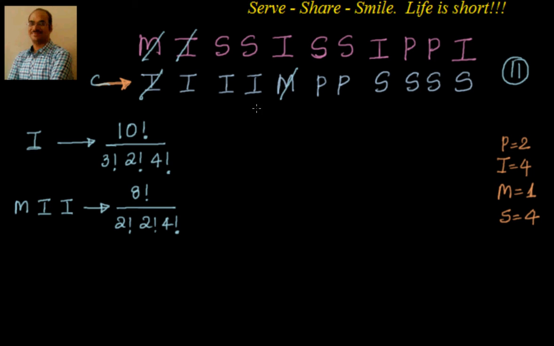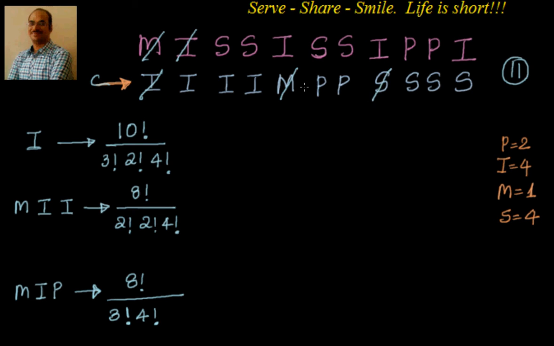After MII, I will be moving to MIP. Again, MIP are 3 letters covered out of 11. 8 slots to be filled, that is 8 factorial divided by, 1 I is gone. That means there are 3 I's. There are 4 S. So divide by factorial 4. Out of 2 P's, 1 is gone. That means there are no repetitions. There is only 1 P left out. That's nothing but MIP.